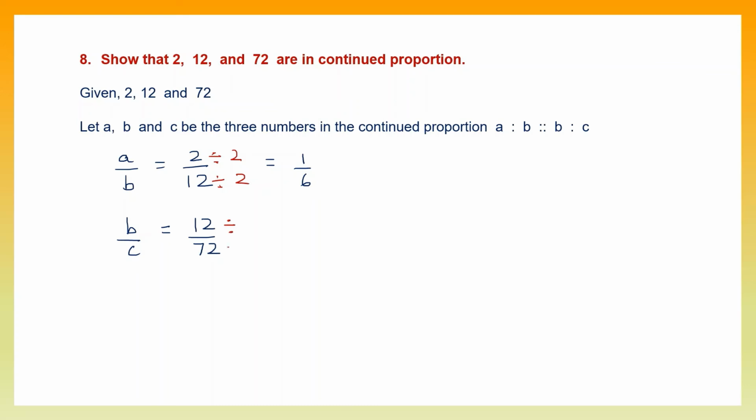Now again, let's reduce this to the lowest term. We can divide both by 12 itself. Divide both by 12 and see what we get. 12 ones are 12 and 12 sixes are 72. As you can see, both the fractions are the same. Now they are in continued proportion. Therefore, 2, 12 and 72 are in continued proportion.